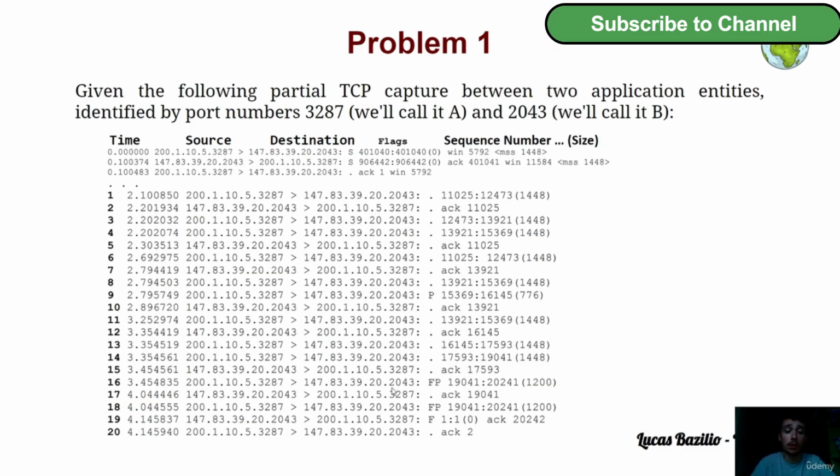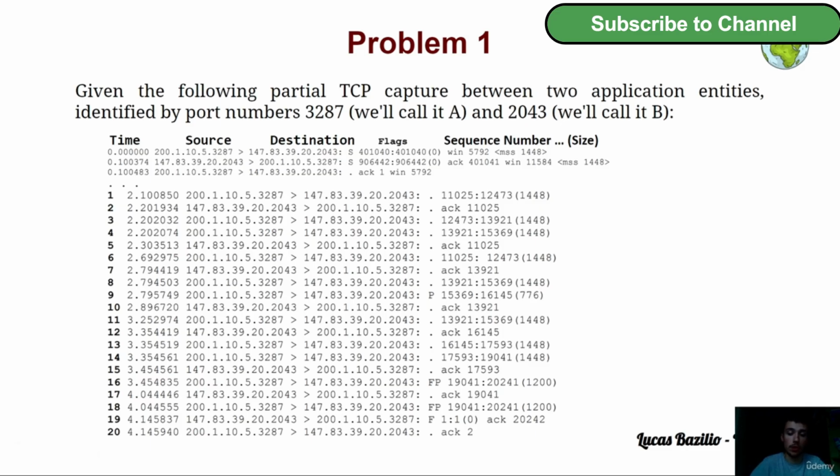The only thing that we need to do is to study the last acknowledgement from application B to application A, because in this acknowledgement, this confirmation number is going to have the number of bytes that application A has sent to B so far, plus the synchronization value, which is 1, plus the acknowledgement, in this case the finalization.